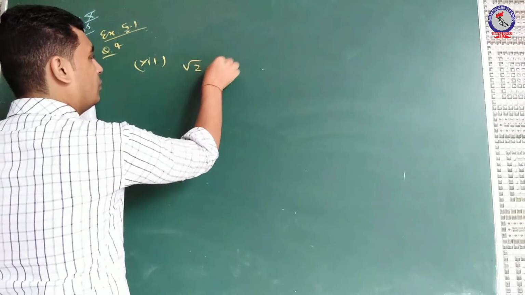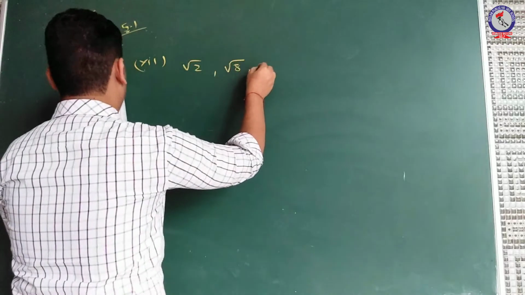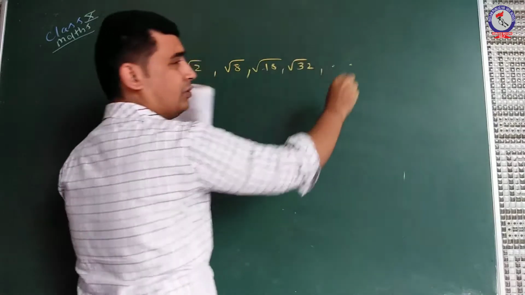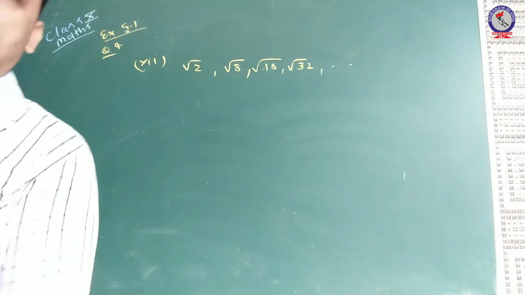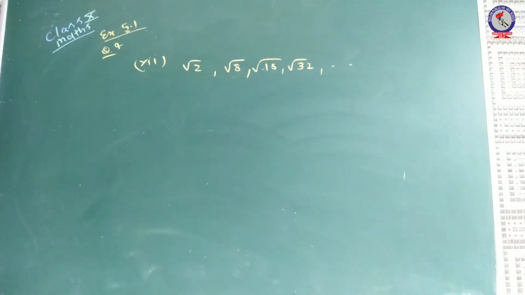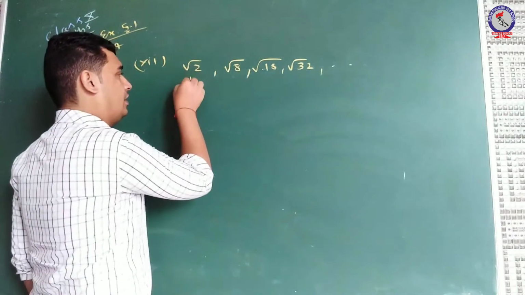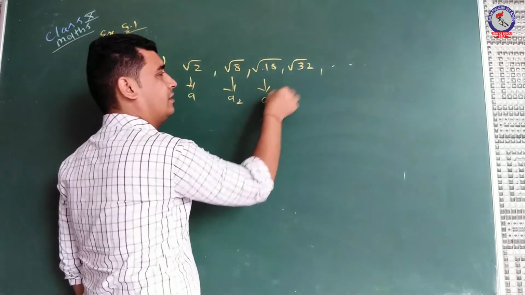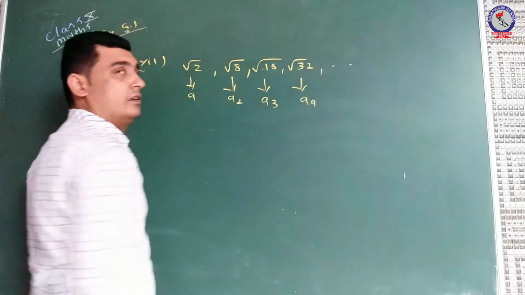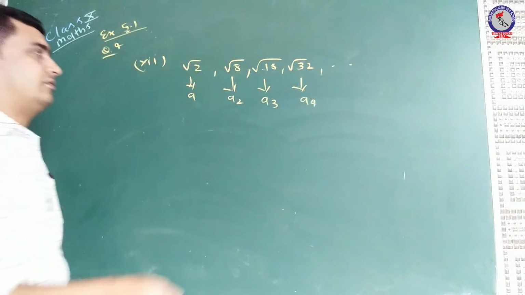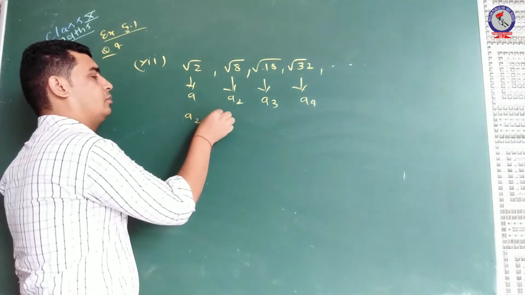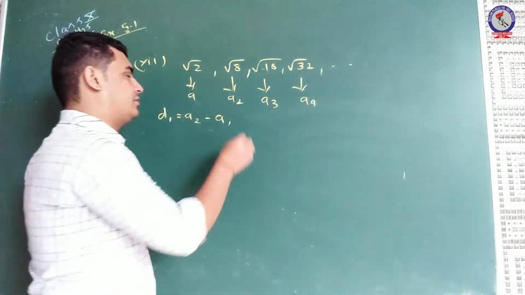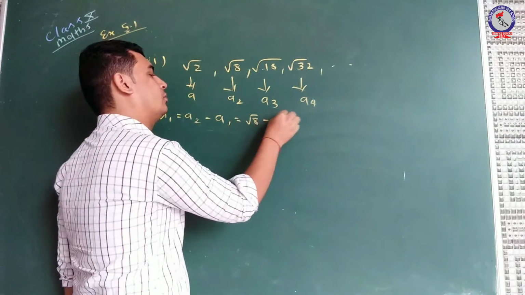Root 2, root 8, root 18, root 32, and so on. So what is A1? A1 is exactly root 2. Then A2, A3, A4. A2 is what? A2 minus A1, first D1. So root 8 minus root 2.